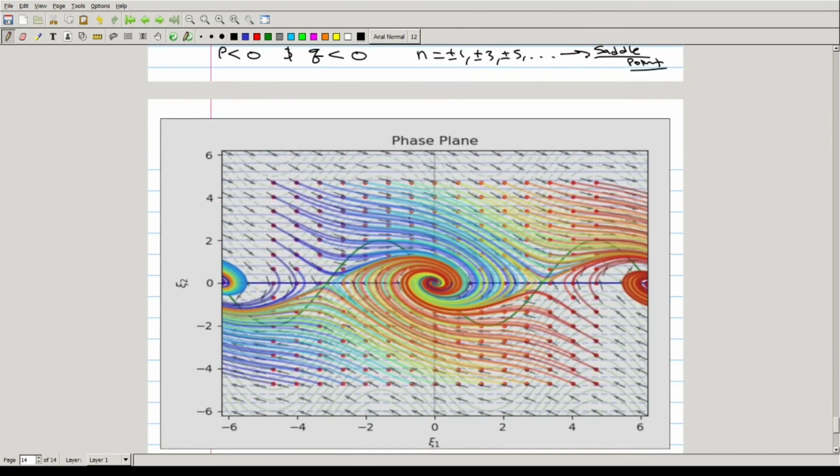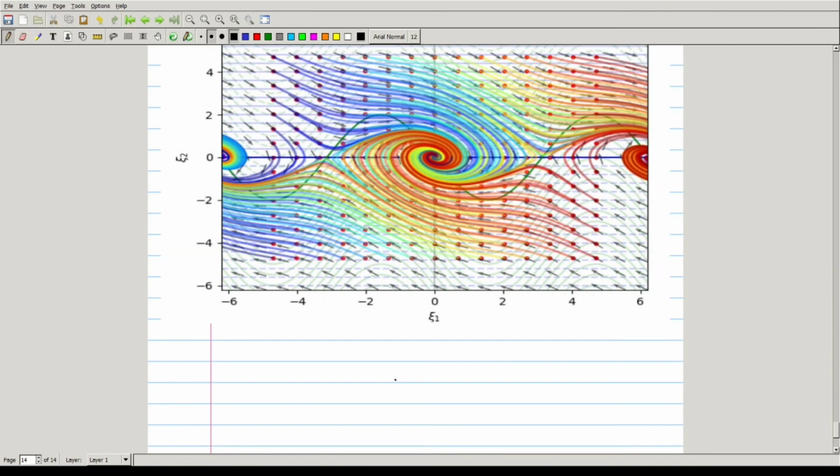This is a plot of numerical solutions to the system in the phase plane, and we see very clearly that at the even values, this corresponds to n equals 1, n equals positive 2, n equals negative 2. We have asymptotically stable equilibrium points, and at the odd values of n, this corresponds to n equals negative 1, n equals positive 1, we have saddle points, which is a very, very neat method.